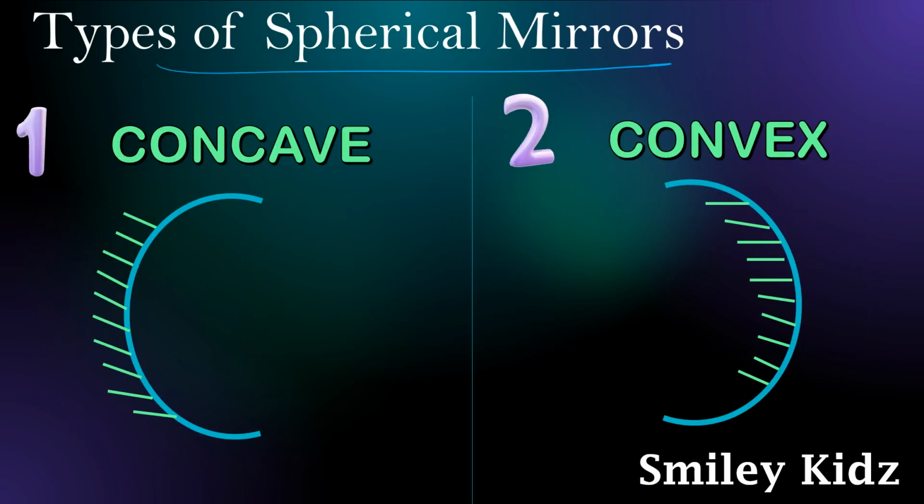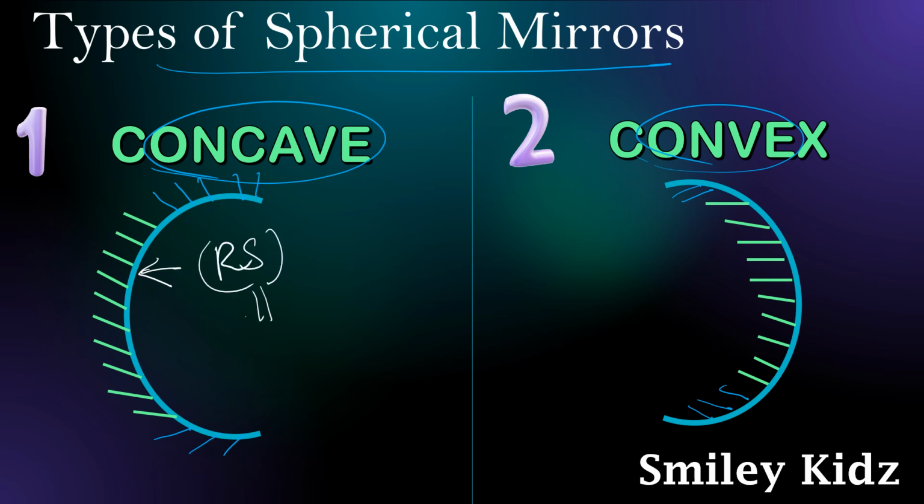There are two types of spherical mirrors, namely a concave and a convex mirror. In case of a concave mirror, the polishing or silvering is done on the outer spherical surface, whereas in convex it is done on the inner surface. And in case of a concave spherical mirror, the reflecting surface is inwards, and in case of convex, it is outwards.